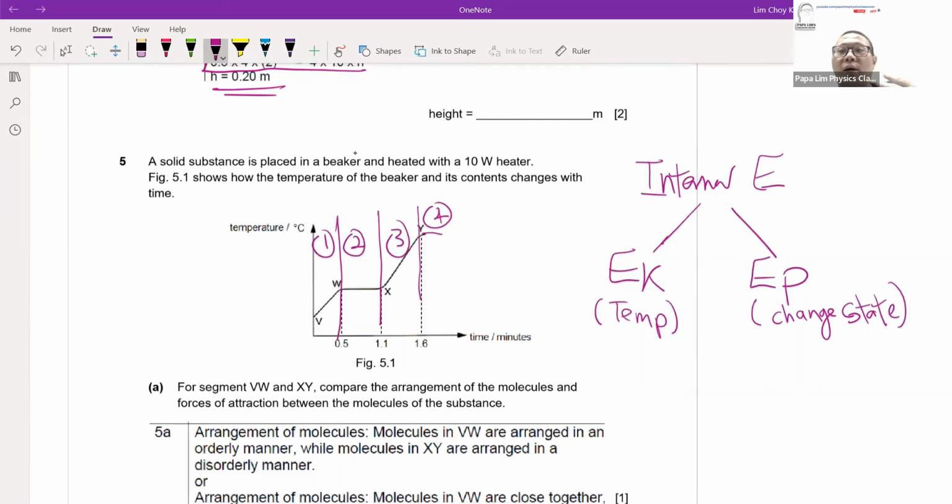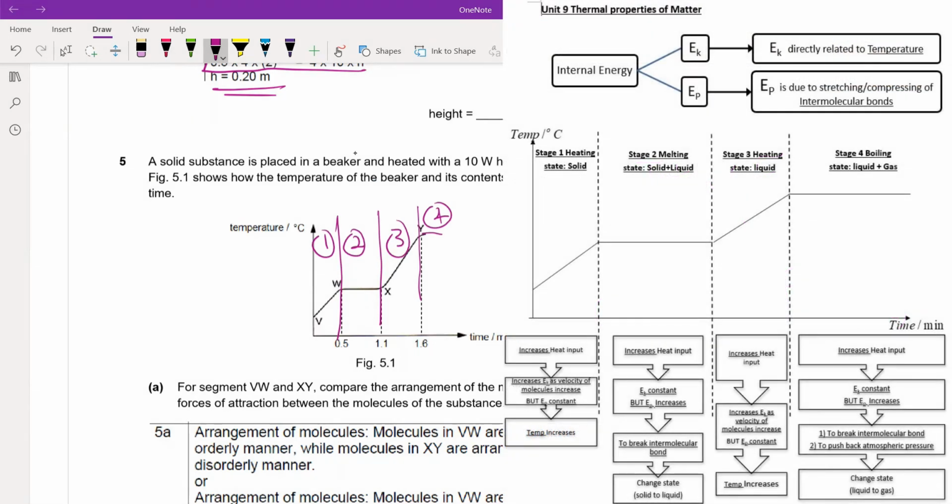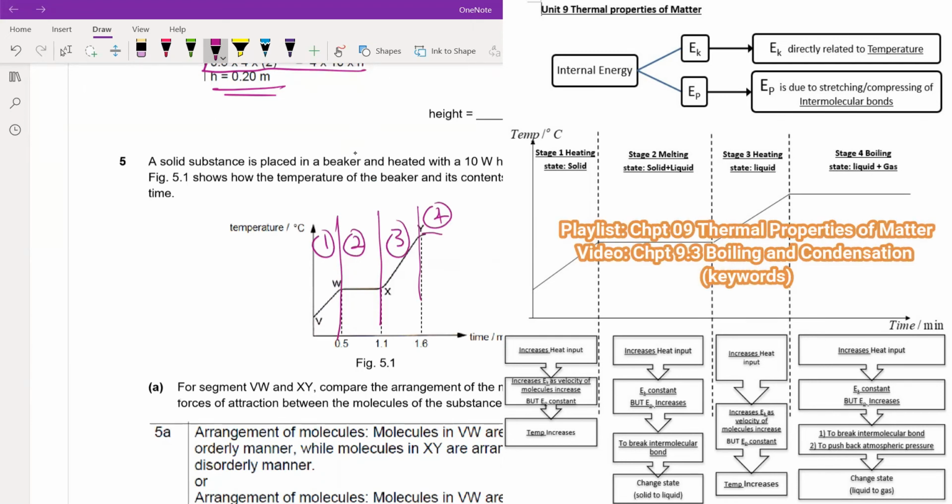So when I went through this topic in chapter 10, or chapter 9, internal energy, I went through in detail what the energy changes are at each of the stages. If you have forgotten or have not revised until then, I leave the link for thermal property, the keywords for the heating graph, the cooling curve, all this in the description link below. Just do a short refresher course.